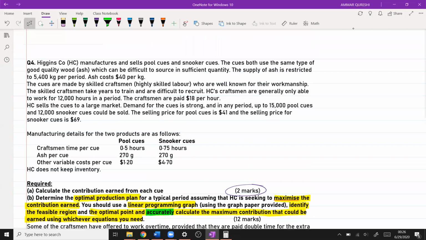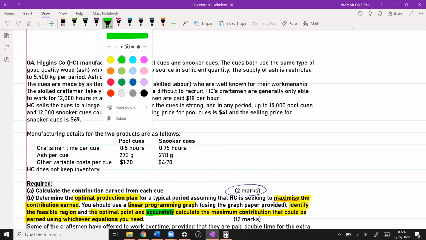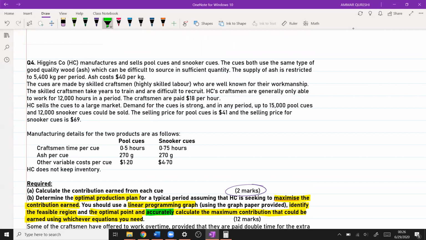Hidden company manufactures and sells pool cues and snooker cues. There are two products: pool cues and snooker cues. The cues use the same type of good quality wood, which is ash, which can be difficult to source in sufficient quantity. The supply of ash is restricted to 5,400 kilograms per period. The ash costs $40 per kilogram.